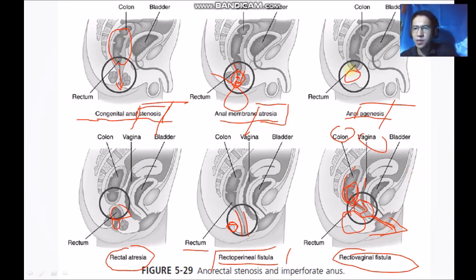And then for the boys, as mentioned earlier, you have a connection between your rectum and your urethra. Sometimes the rectum and the bladder can also be connected, or the colon and the bladder. So if there is an abnormal connection between the rectum or the colon and the bladder, some of the fecal material will exit through the urethra.